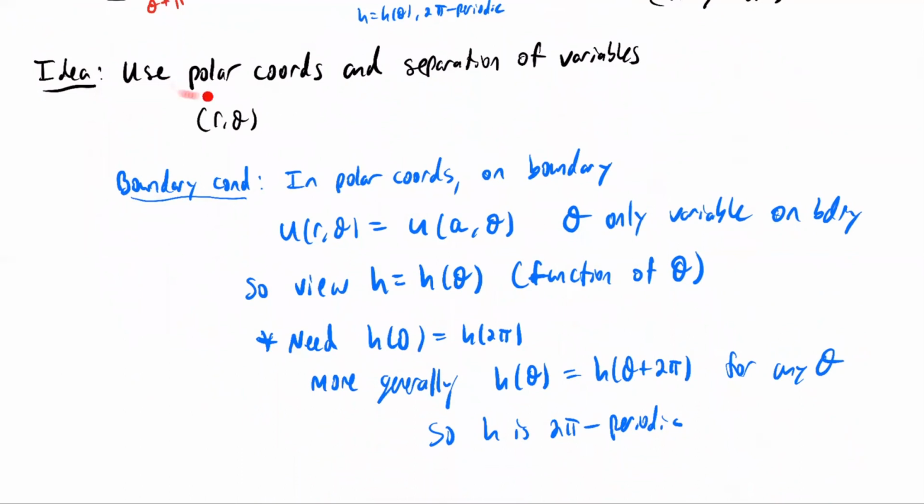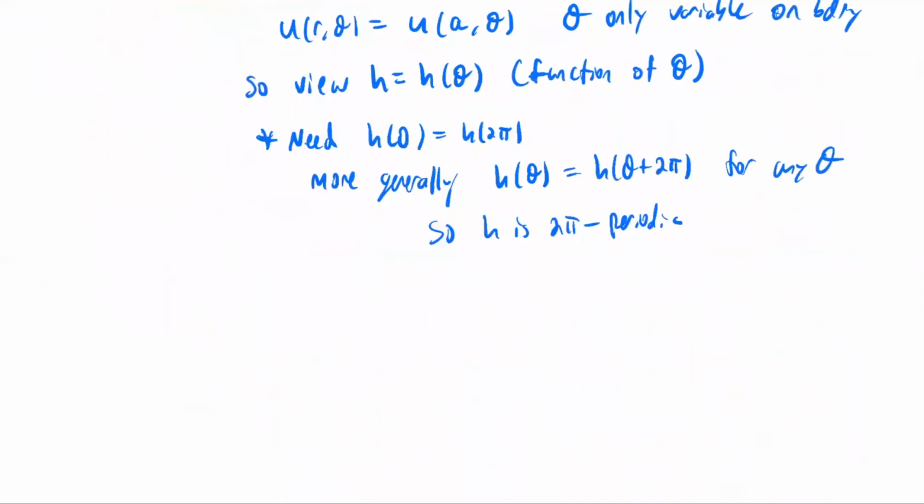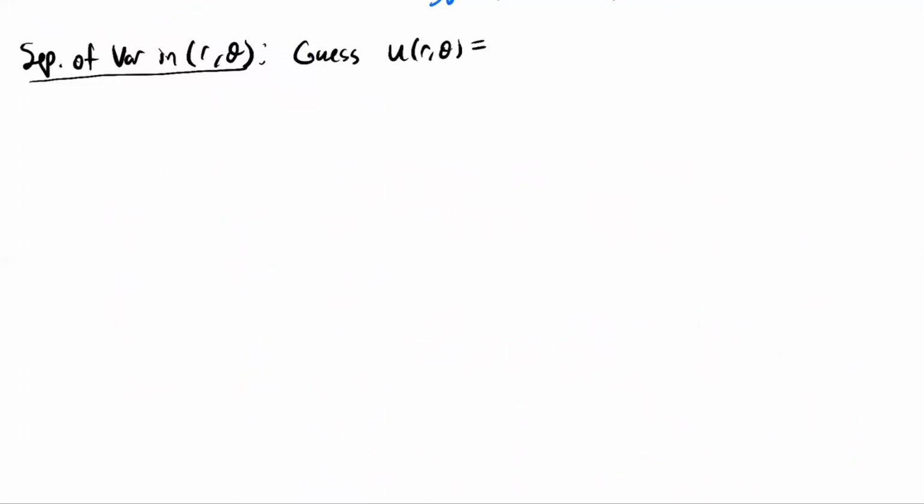Again, we're going to work in polar coordinates. So let's proceed with separation of variables. Again, now we're using the variables r comma theta instead of x comma y, so we're using polar coordinates. And we're going to guess that my function u as a function of r and theta is equal to some function f of r times some function g of theta.